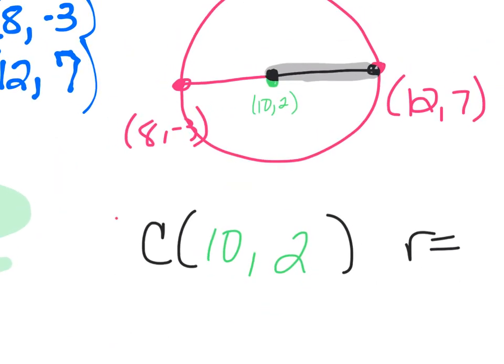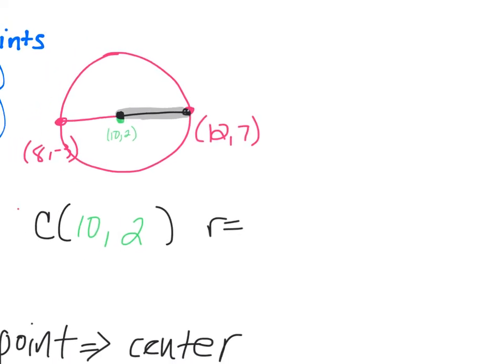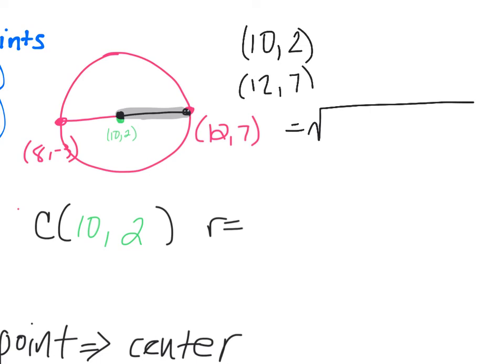Now that I found the center, I have to find the radius. So I have to find the distance either from 8, negative 3 to the center or from the center to 12, 7. Which one do you think I want to do? Why? Because they're positive. I don't have to worry about negative signs. But you can do the other way and see if we get the same answer. So I'm going to do the distance between 10, 2 and 12, 7.